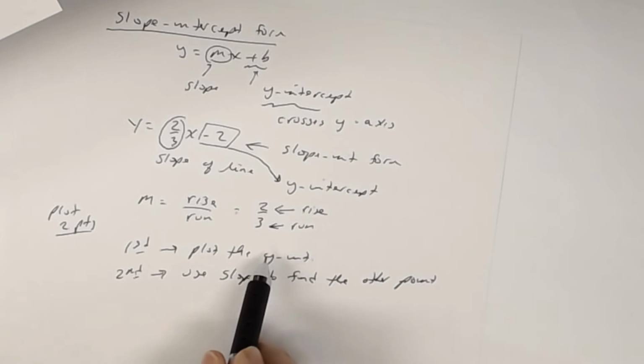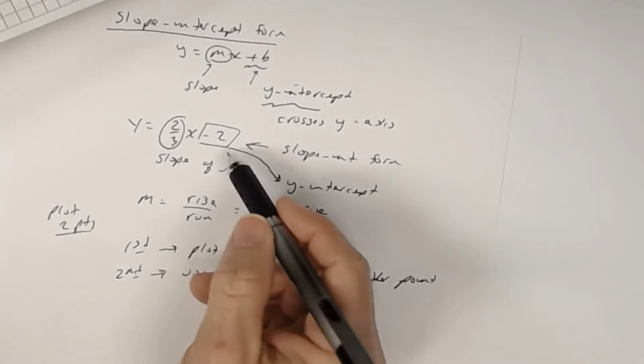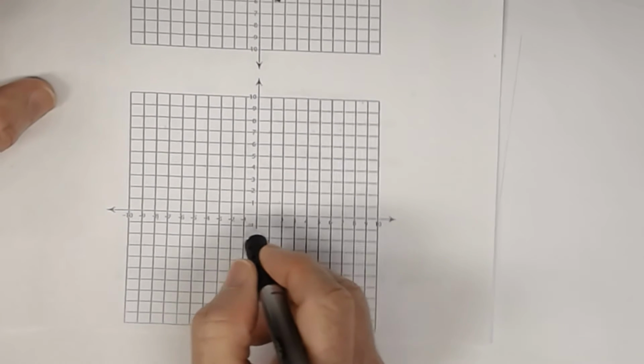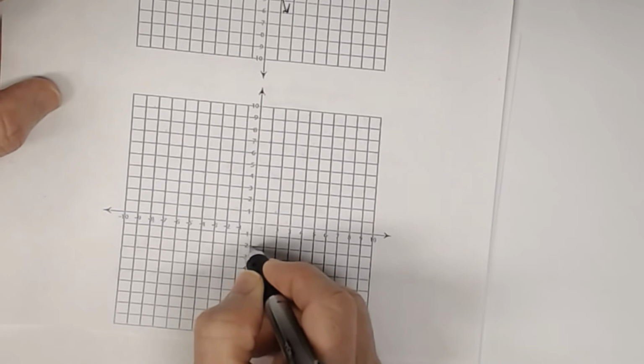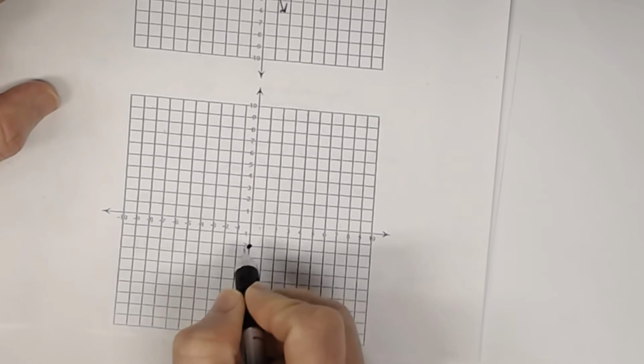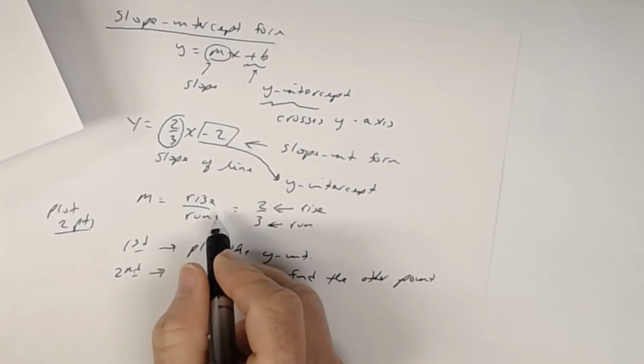You're going to plot the first one, which is the y-intercept, and to get the second one, you're going to use the slope. So here we go. My y-intercept is -2. Now remember, the y-intercept is where the graph crosses the y-axis. So here's my y-axis, here's -2. And from this y-intercept is where I use rise over run.